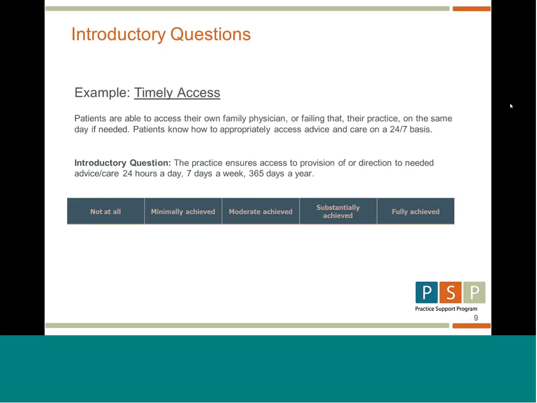So I took timely access as an example. The first question here is one of these introductory questions from the college self-assessment. The question asks physicians whether the practice ensures access to provision or direction to needed advice or care 24 hours a day, 7 days a week, 365 days a year, and asks them on a generic scale to indicate where they fall in achieving that. So that's an example of one of the higher level questions.